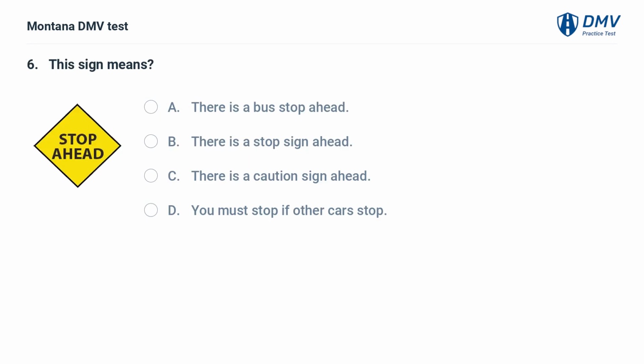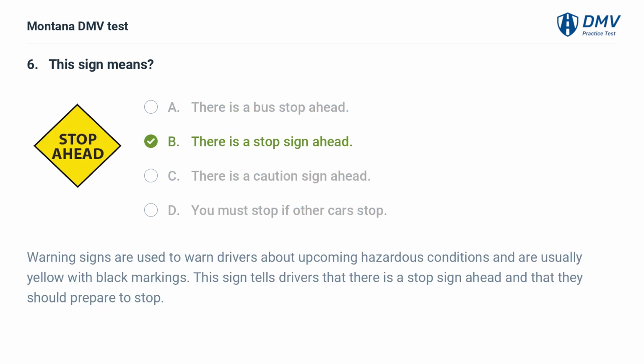This sign means A. There is a bus stop ahead. B. There is a stop sign ahead. C. There is a caution sign ahead. D. You must stop if other cars stop. B. There is a stop sign ahead.